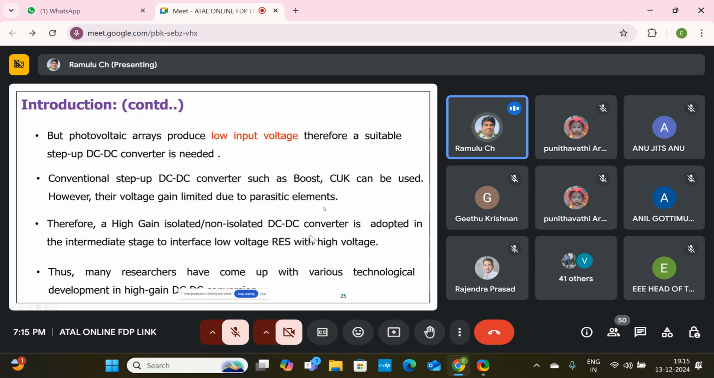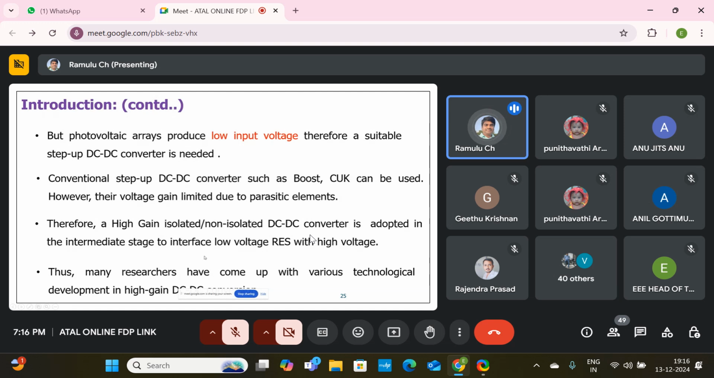Parasitic elements: any converter or inverter, as electrical candidates we know, is a combination of semiconductor devices and energy storage elements like resistors, inductors, and diodes. So the parasitic elements are the internal resistance of the switches, the internal resistance of the capacitors, of the inductors, and of the diodes, which come into the picture. Because of that, there is a voltage limit. So in the case of SiGain also, if you go through the literature, you will find isolated or non-isolated DC to DC converters. It is adapted in the intermediate stage to interface low voltage renewable energy sources with high voltage. Okay, fine.